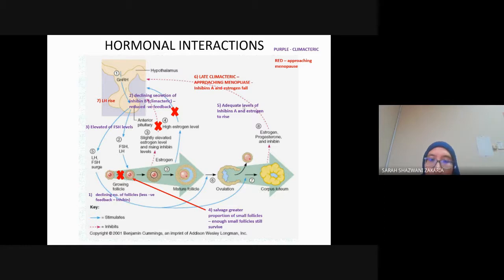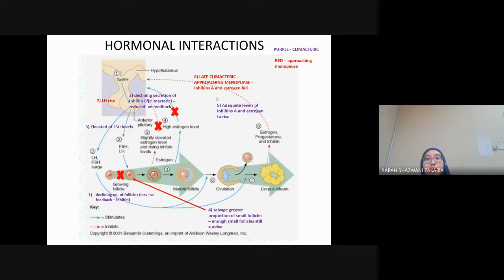Number five, eventually the adequate level of inhibin and estrogen is rising, so it will give a negative feedback for this one, with the rising of the estrogen and inhibin. So eventually one menstrual cycle can occur.